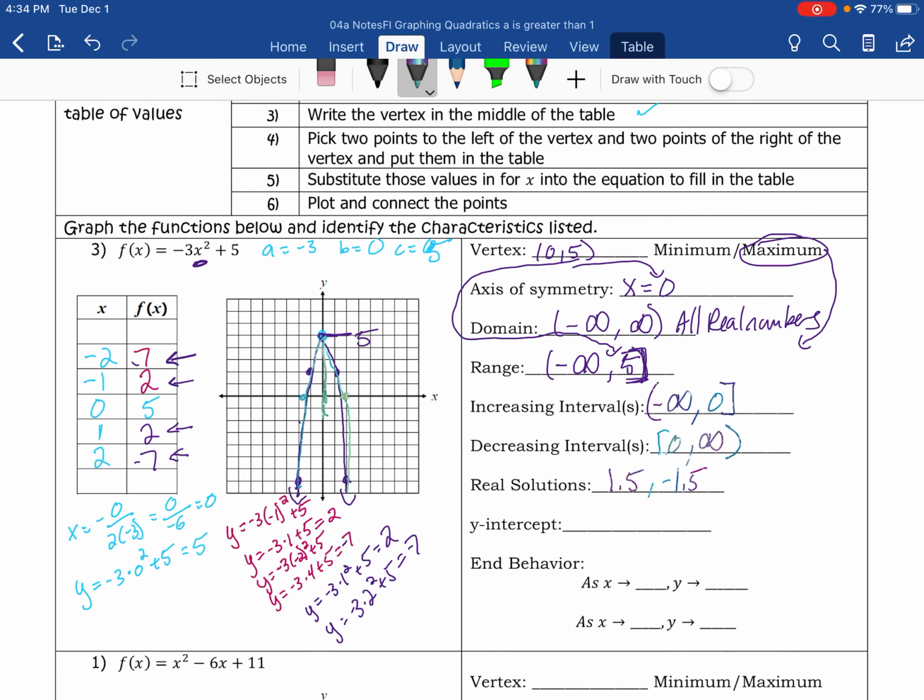Okay, the ones on the test you don't have to approximate. These ones you just kind of have to approximate. My y-intercept is where it crosses the y-axis, so it's going to be 5.